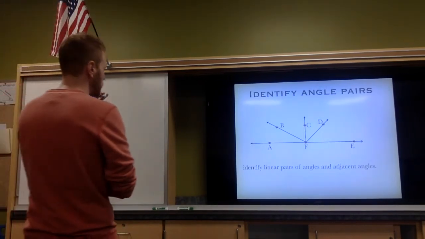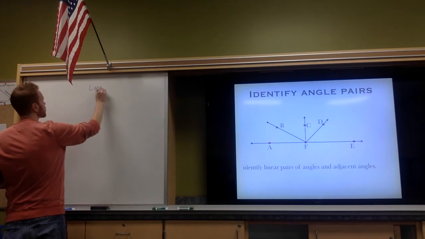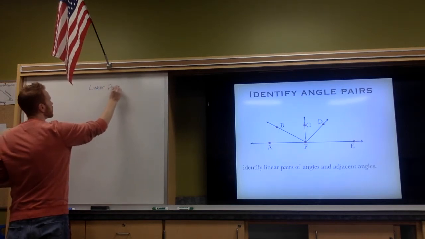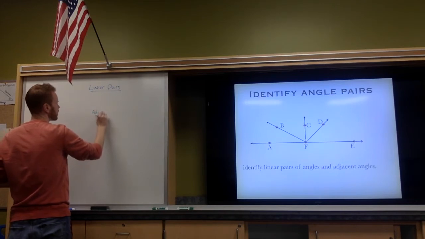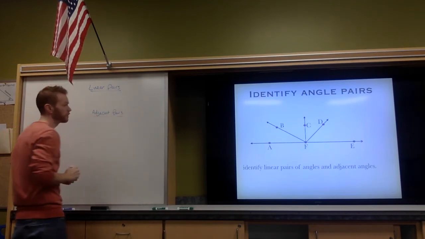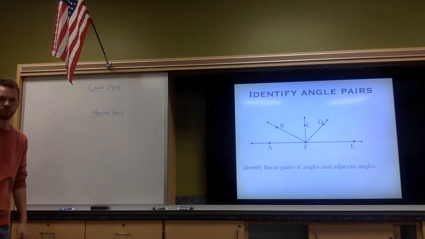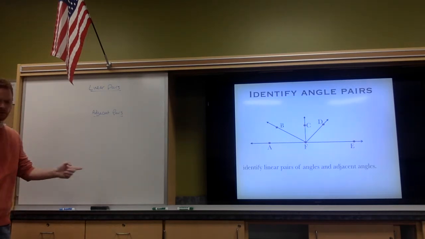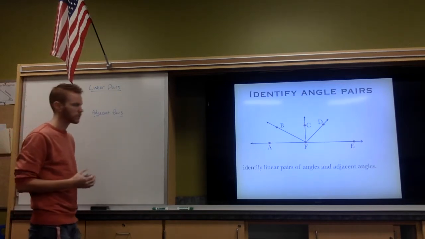So let's identify some angle pairings. So we're going to identify some linear pairs. And we're going to identify some adjacent pairs. Remember, adjacent means they're next to each other, but there's no other specific criteria. They're just going to be next to each other, and they don't share exterior points or interior points. So let's do adjacent first.